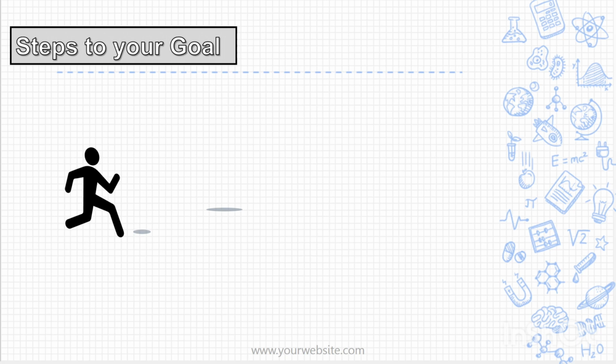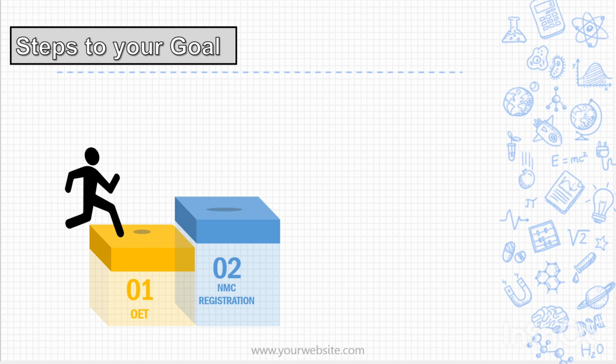Now it's time to know about the steps to reach your goal to practice nursing in UK. The first step is OET, that is Occupational English Test, which assesses your English skills to work and live in an English-speaking environment. The second step is NMC registration, that is the Nursing and Midwifery Council UK, which is an independent regulator for nurses, midwives and nursing associates. You have to enroll your registration in NMC.